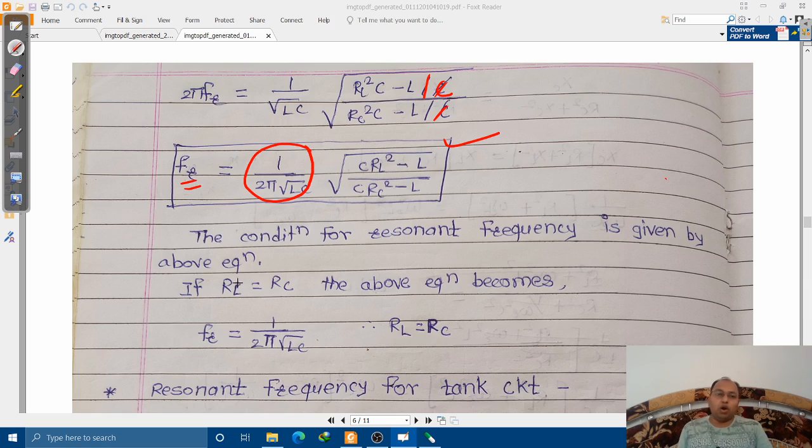Or if I insert RL equal to RC, if the values of the resistors connected in series with the capacitor and inductor have the same value, then this expression is going to become 1. Therefore it is nothing but FR is equals to 1 upon 2 pi root LC.